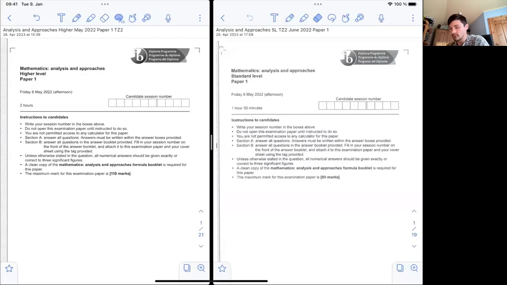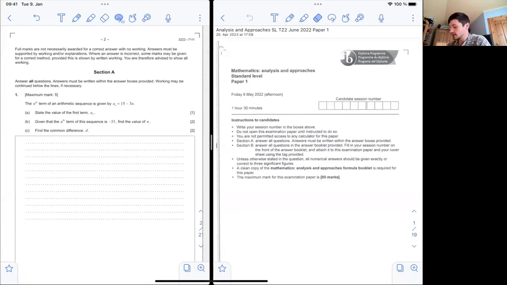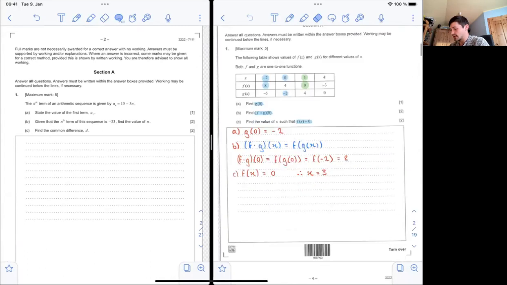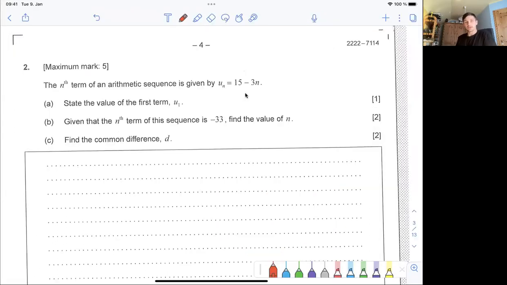Okay, question 1 from the AAHL exam is here, which is the same question as question 2 from the AASL exam. So the following recording is my worked solution to question 2 from the AASL exam. The nth term of an arithmetic sequence is given by un is equal to 15 minus 3n. Part A asks us to state the value of the first term u1.